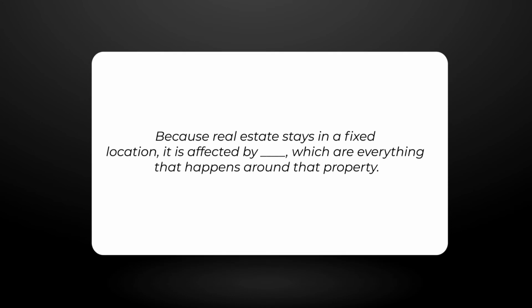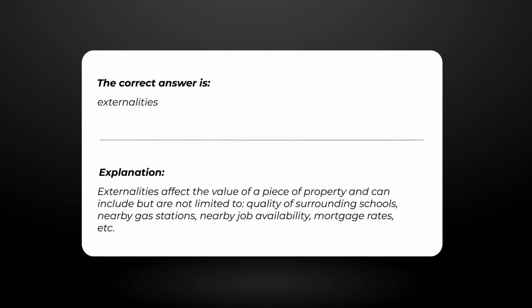Because real estate stays in a fixed location, it is affected by blank, which are everything that happens around that property. The correct answer is externalities. Explanation. Externalities affect the value of a piece of property and can include but are not limited to quality of surrounding schools, nearby gas stations, nearby job availability, mortgage rates, etc.